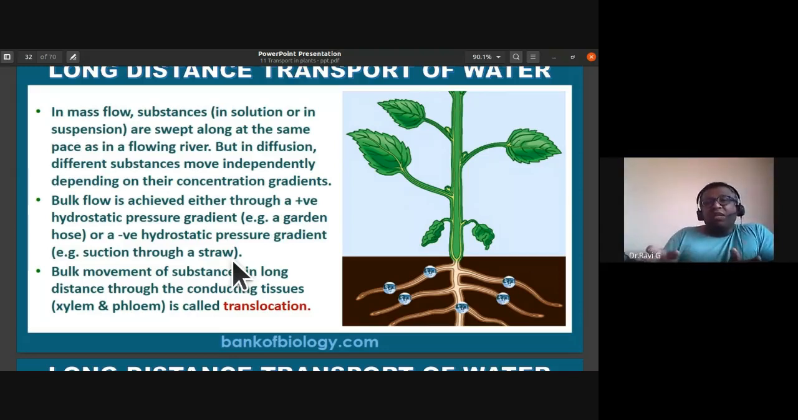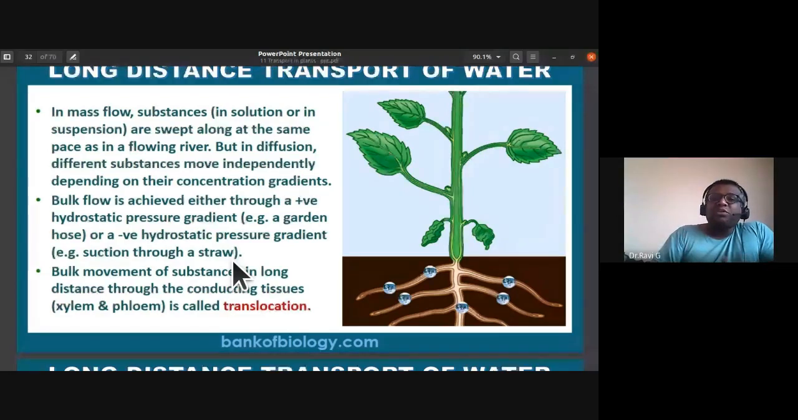So the bulk flow can be either through a positive hydrostatic pressure gradient, like in a garden hose, where the water flows from higher region to lower region. Whenever you hold the water pipe higher than the tap, the water flow stops. You might have seen that. So a natural flow is there, and that is called a positive hydrostatic pressure gradient. So it can take place.